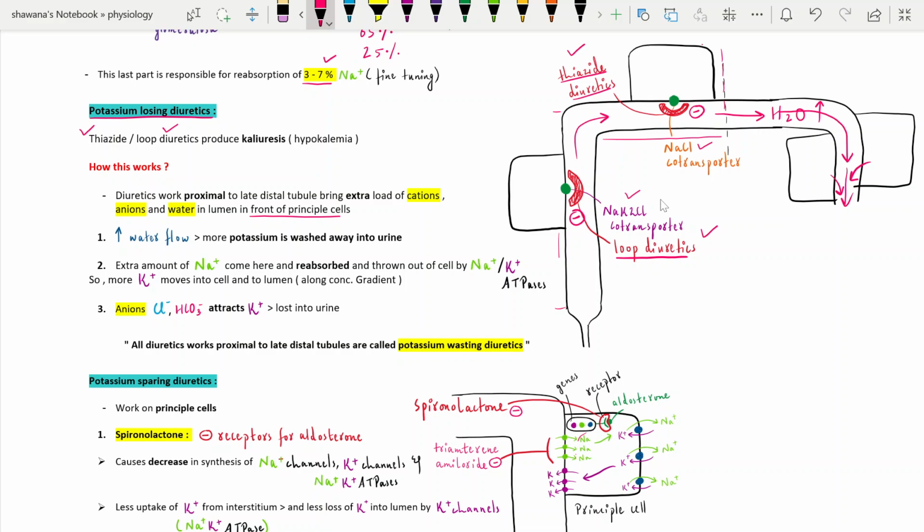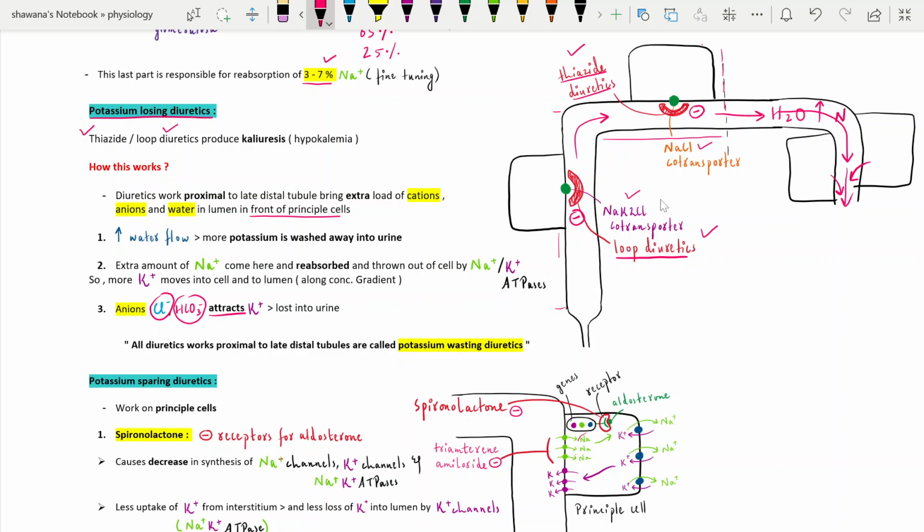kaliuresis. Second, the extra amount of anions, sorry, the chloride ion which is negative, and the bicarbonate which is negative, will attract the potassium and cause its excretion. Again, kaliuresis. The third thing is that the extra amount of sodium will come here.